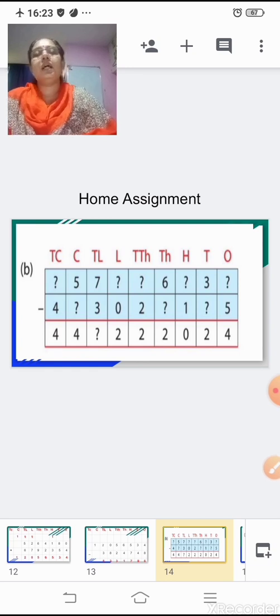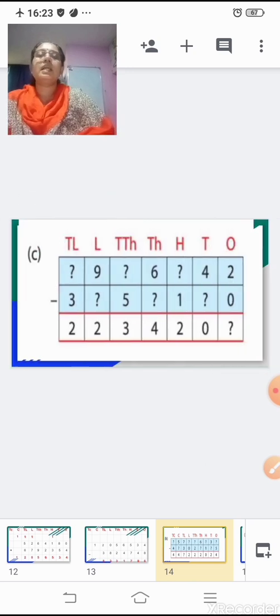Now based on this, you'll have some assignment sums, that is wherever the question marks are put, you have to find the missing digits. Keep the table in mind where, if you want to find the minuend, it will be subtrahend plus the difference, and if you have to find the subtrahend as a missing digit, then you will subtract, that is minuend minus difference, whatever is the answer. So complete the home assignment.